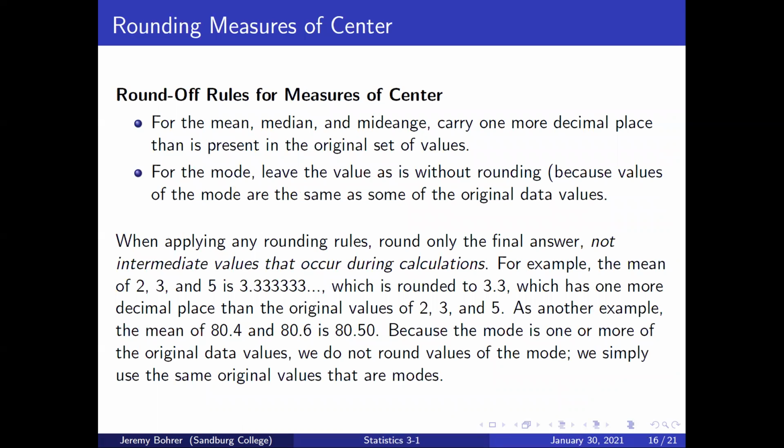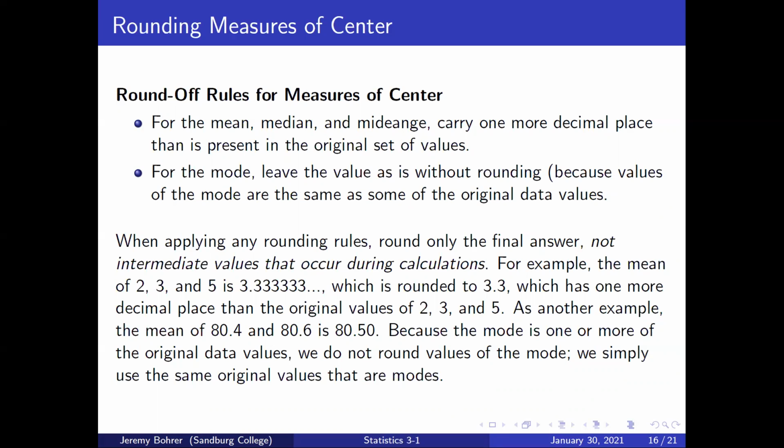Round off rules for measures of center. For the mean, median, and mid-range, carry 1 more decimal place than is present in the original set of values. For the mode, leave the value as is without rounding because values of the mode are the same as some of the original data values. When applying any rounding rules, round only the final answer, not intermediate values that occur during calculations. For example, the mean of 2, 3, and 5 is 3.333333 repeating, which is rounded to 3.3, which has 1 more decimal place than the original values of 2, 3, and 5.